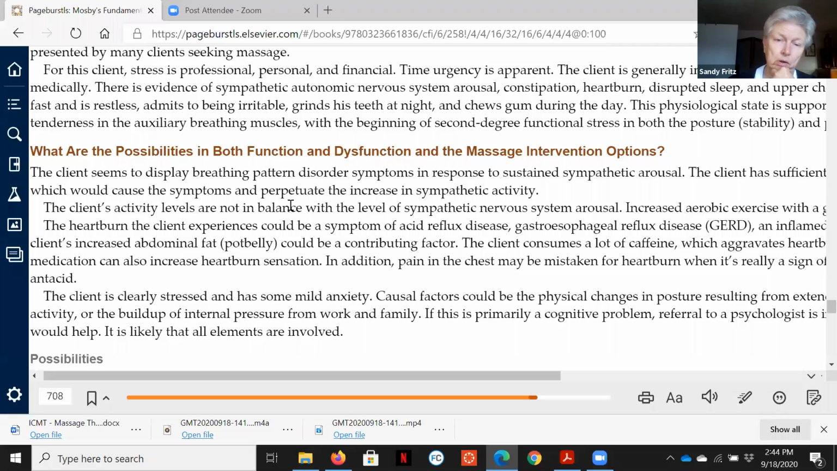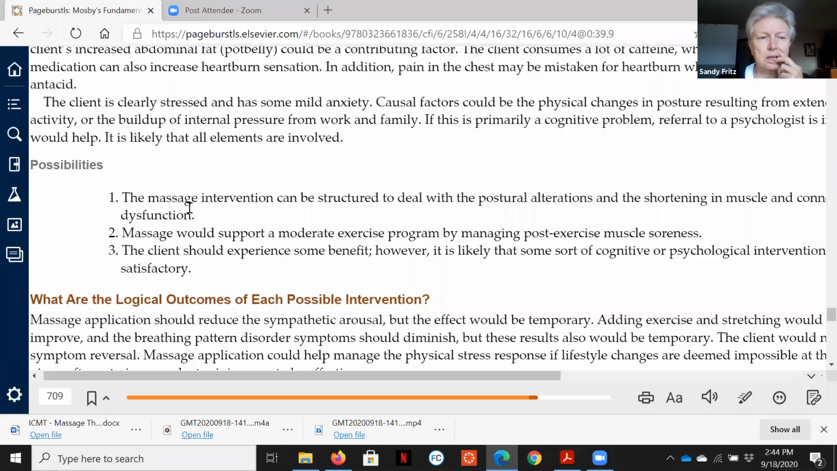So, you know, maybe it's not totally apparent in the story, but my job as a massage therapist is to be able to see beyond the story and deeper into the story. So that's what this is all about. And then, all right, so they're here for a massage. What am I going to do?